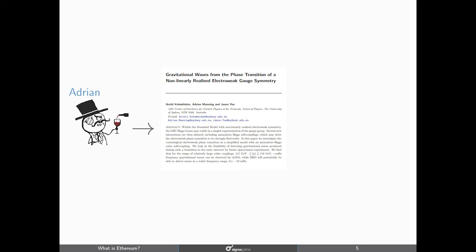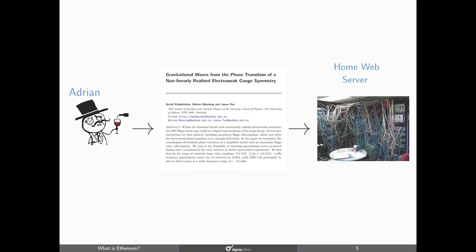So Adrian was like, okay, this is some really cool stuff. I need the entire world to go and see this really interesting paper about gravitational waves or something. And so what Adrian does is he goes, I know, I will go upstairs to my computer and I'll build a web server and I'll put it on the internet. So he does that. He builds his home web server at home and puts it on the internet. And 2 people a year go and view it and see the paper and all is good with the world.